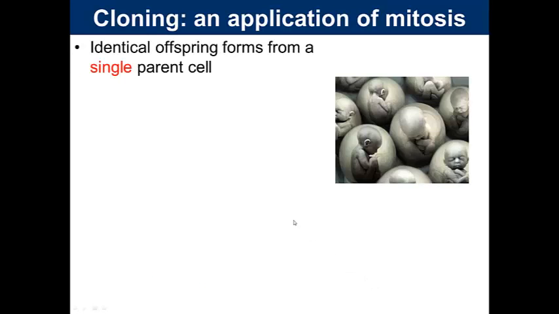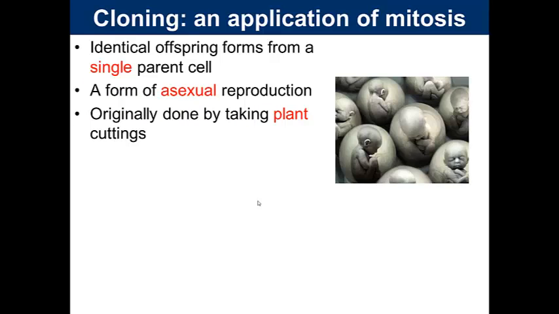What are some commercial applications of mitosis? Cloning is an application of mitosis. This is the production of identical offspring from a single parent cell. A natural form of cloning are identical twins. Identical twins form from a single zygote cell, or a single fertilized egg, that somehow splits and produces 2 babies instead of 1.